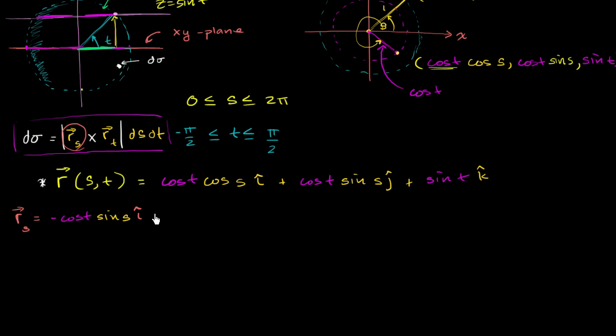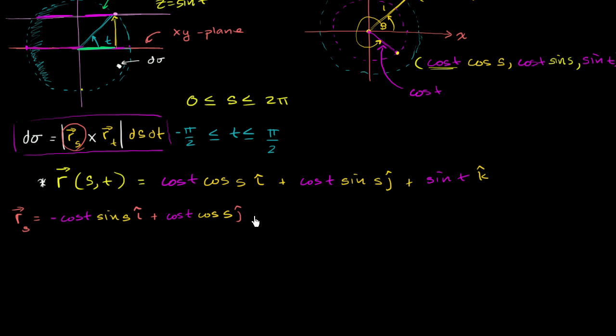And then plus, once again we take the derivative with respect to s. Cosine of t is just a constant. The derivative of sine of s with respect to s is cosine of s. So it's going to be plus cosine of t cosine of s j.